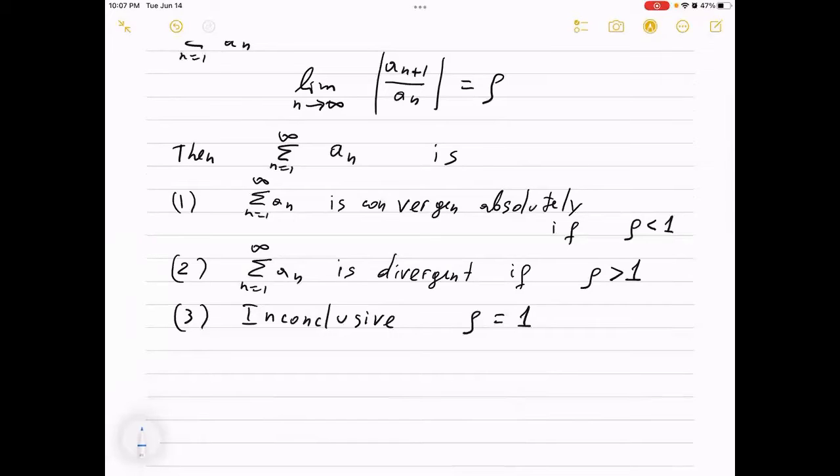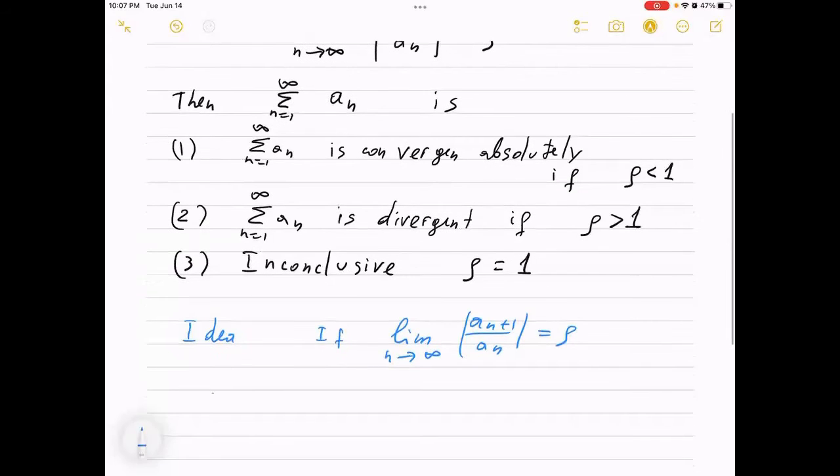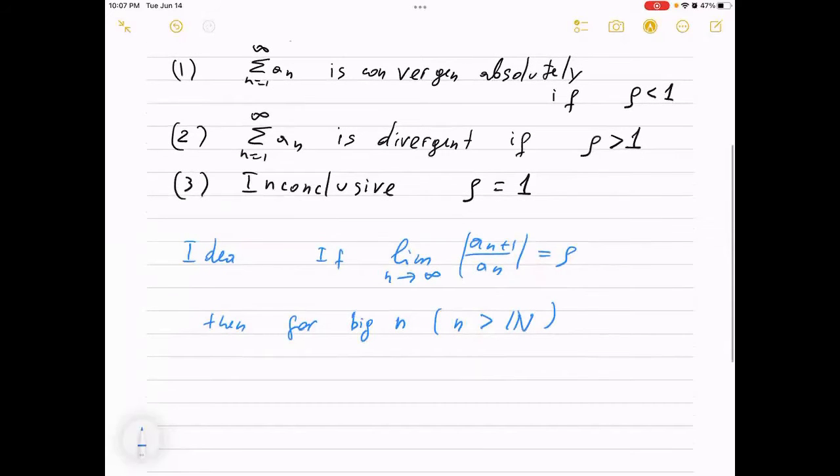So let me give you an idea why that works. Idea. If the limit of the absolute value of a_(n+1) divided by a_n, when n is approaching infinity, equals rho, then for big, huge n, which usually means n bigger than capital N, the absolute value of a_(n+1) over a_n is going to be approximately equal to rho.